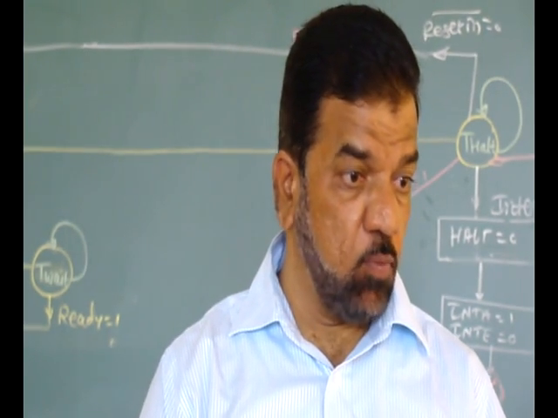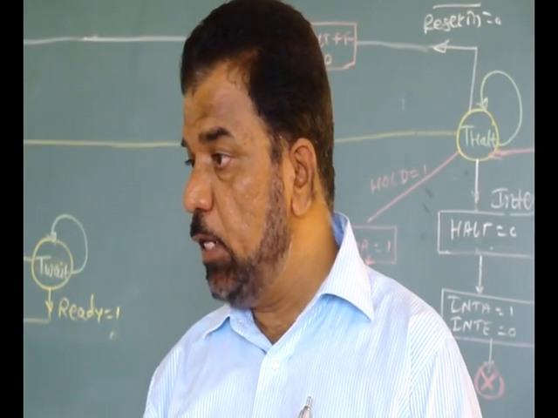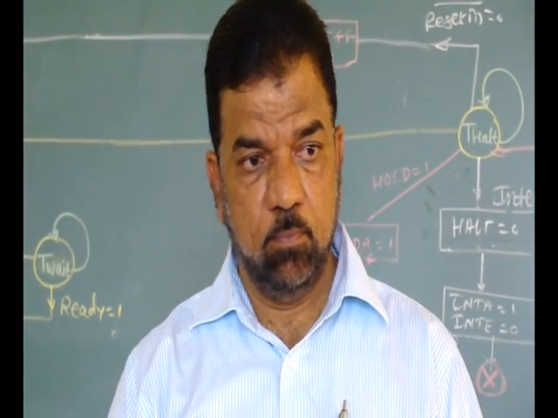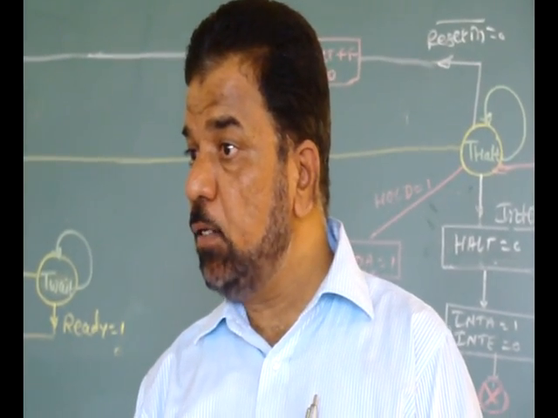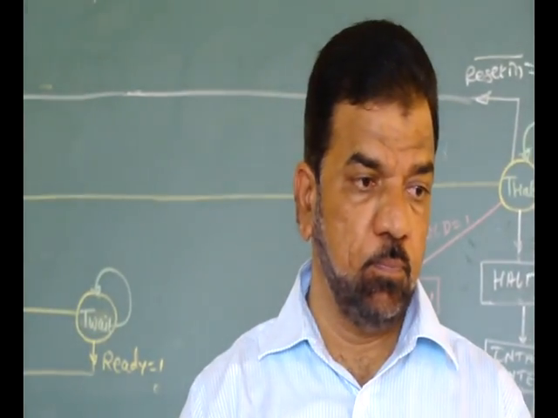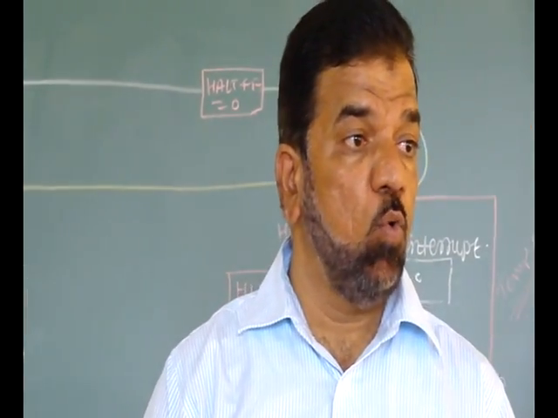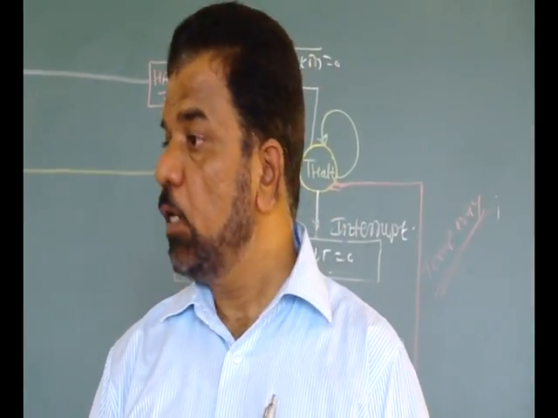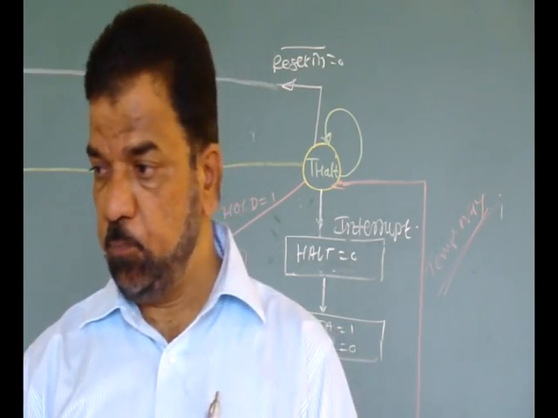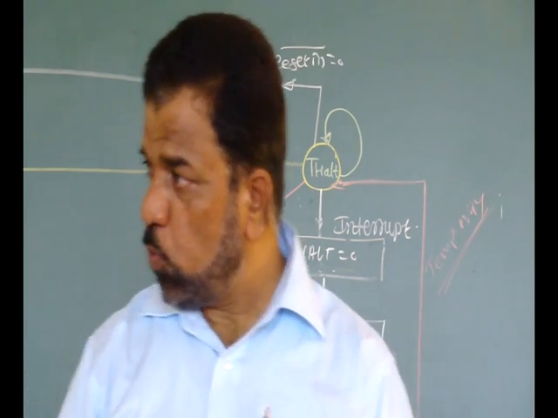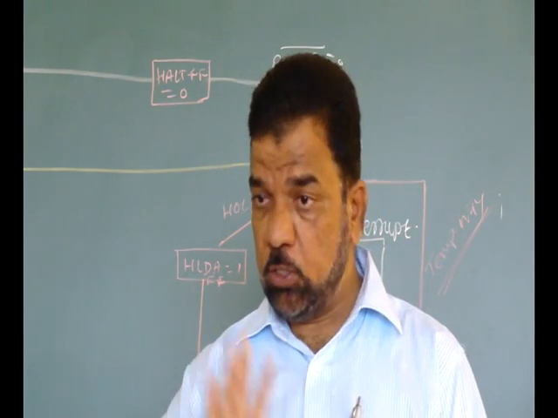So if we start with the first one, which is the first state? Reset. So reset state is acquired by enabling the reset pin. Okay. What is the next state? Wait. Wait state is acquired by generating ready signal equal to 0. Hold state, third state. Hold state is acquired by raising the hold pin equal to 1. And last state, halt state is acquired by executing the HLT instruction.